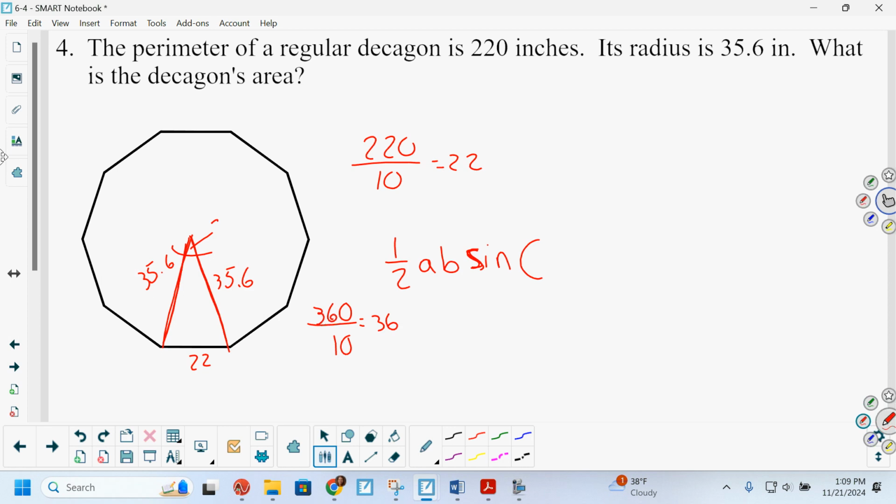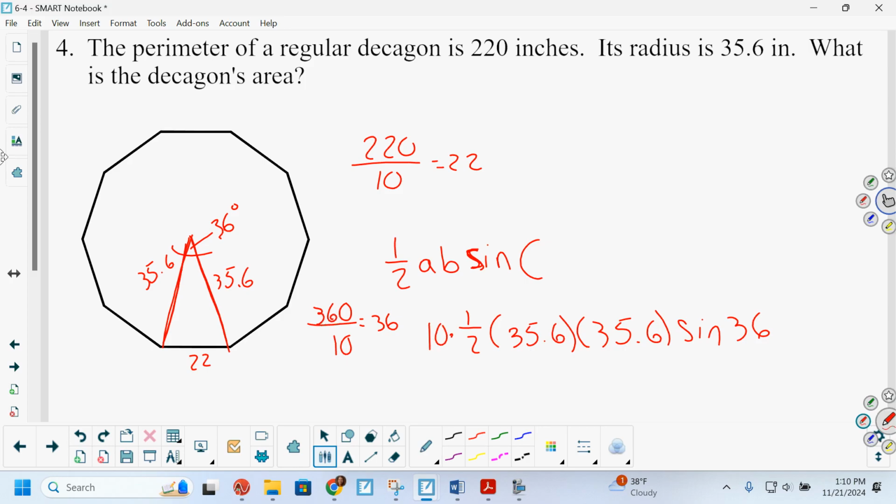Oh my goodness, my pen is not working. There it goes. So I have 1/2. The A is 35.6 and another 35.6 times the sine of 36. And then how many triangles do I have? It's a decagon, so that means there's 10 of them. Okay. Oh, did I forget to multiply on that last one? I think I might have. I should go back and look in a second.